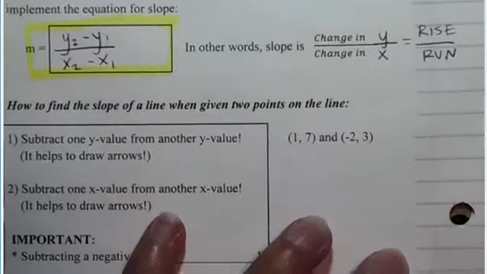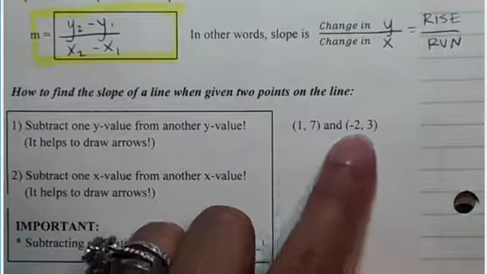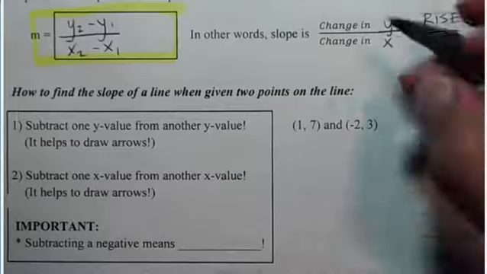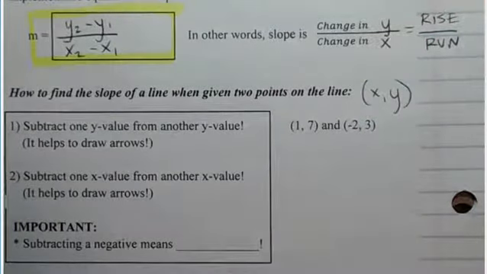So let's go ahead and look at an example. Okay, again, I want to find the slope of this line from these 2 points. So the first thing I want to do, again, these 2 points, any point on the line has the ordered pair x, y.